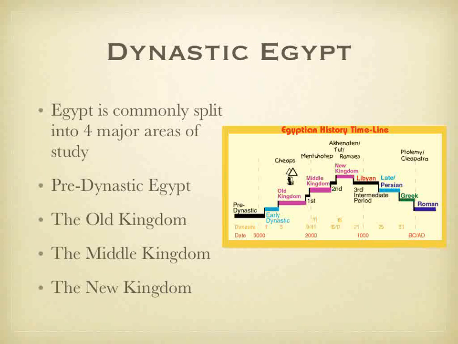Then you've got the early dynastic period, which is commonly glossed over because it's overshadowed by the more important Old Kingdom. Now, the Old Kingdom is where you have things like the Great Pyramids of Giza being built. So this is what's really depicted in a great deal of what everybody knows about ancient Egypt.